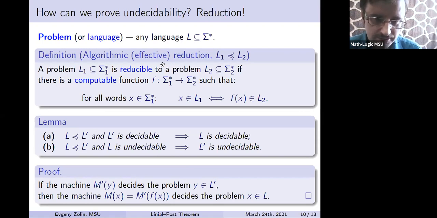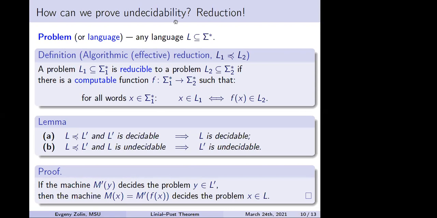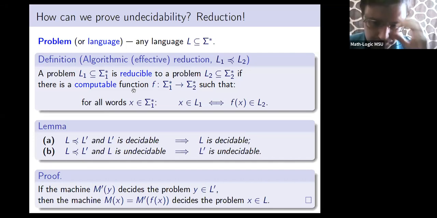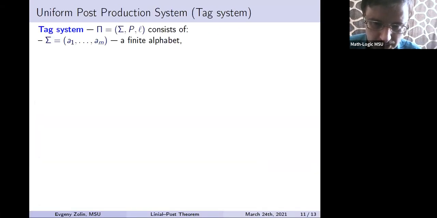So reduction is a method of proving, for example, using line B: if we already know that some problem is undecidable and we reduce this problem to L prime, then we automatically obtain that L prime is also undecidable. Okay. Now, how do we prove undecidability of our problem?